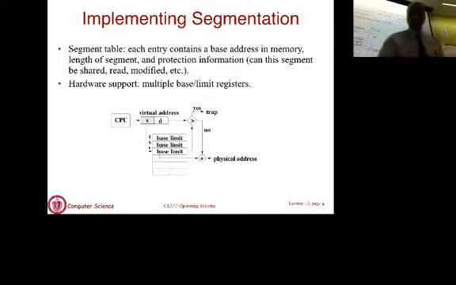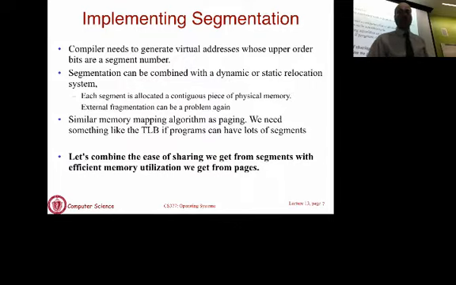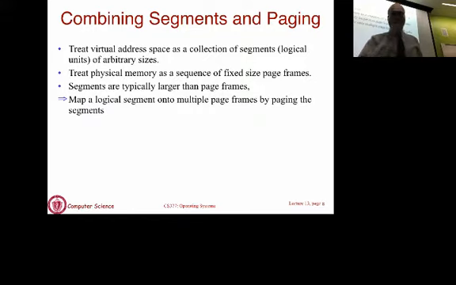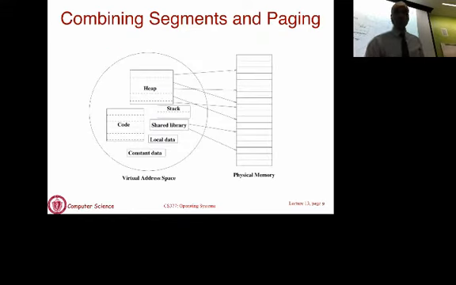So that's what it says. You have to generate virtual addresses whose upper order bits are segment numbers. So this is basically the picture that I was going to draw here. Easier to just show that. So you have a process with different segments. This is a code segment, there's a heap segment, there's a stack segment. You see that each segment is of arbitrary size because you don't want external fragmentation. You are going to partition each of the segments into fixed size pages, and then take those pages and map them to frames in memory.